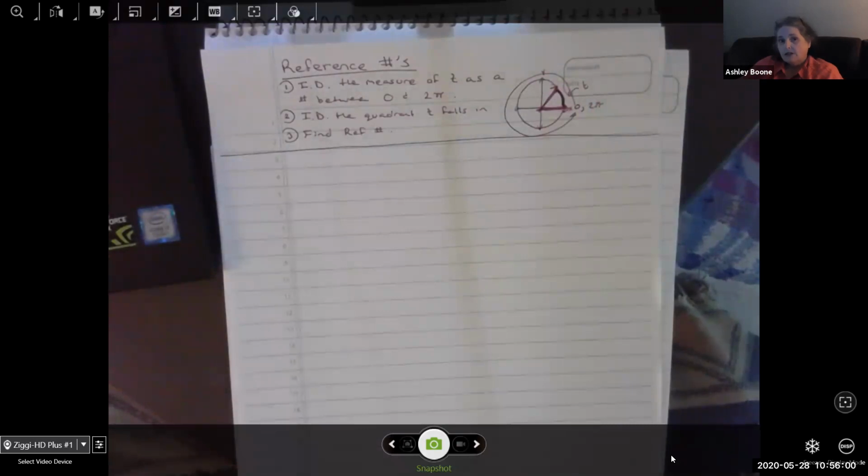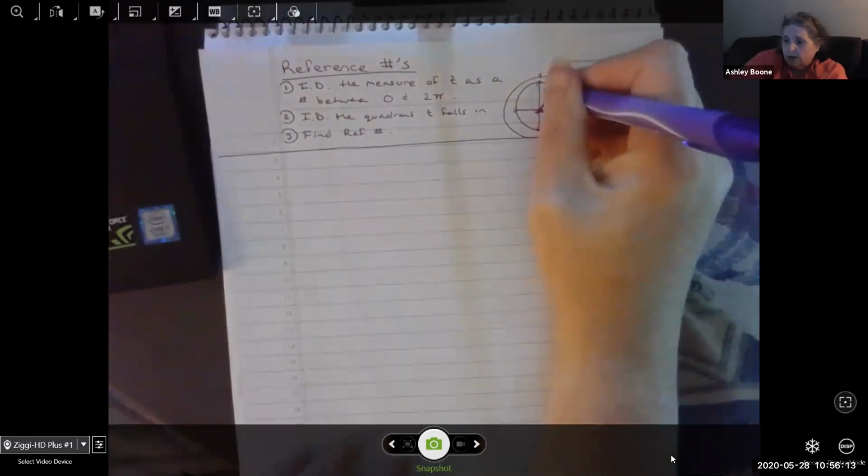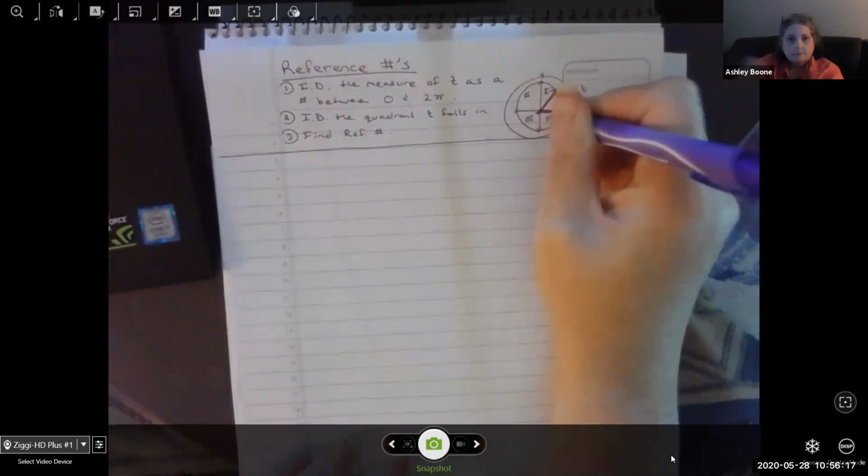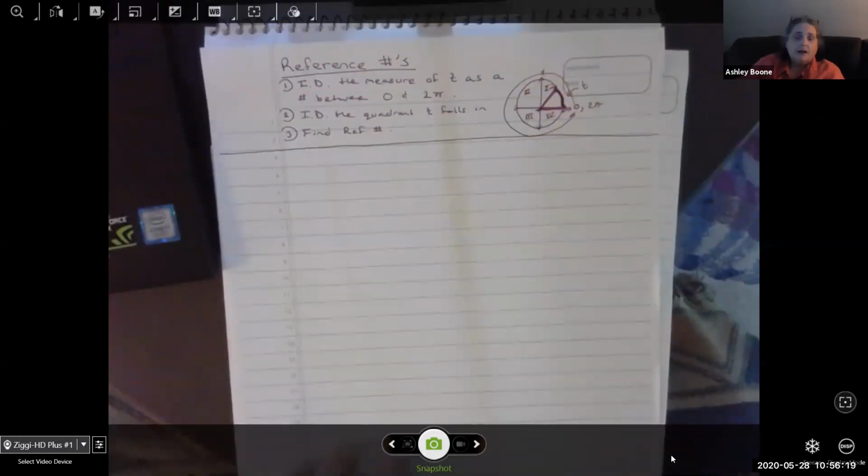The next thing you want to do is identify which quadrant the t value, the terminating side of the t value, falls in, because you treat reference number differently whether you're in quadrants 1, 2, 3, or 4. Okay? And then finally, we'll find the reference number depending on this.